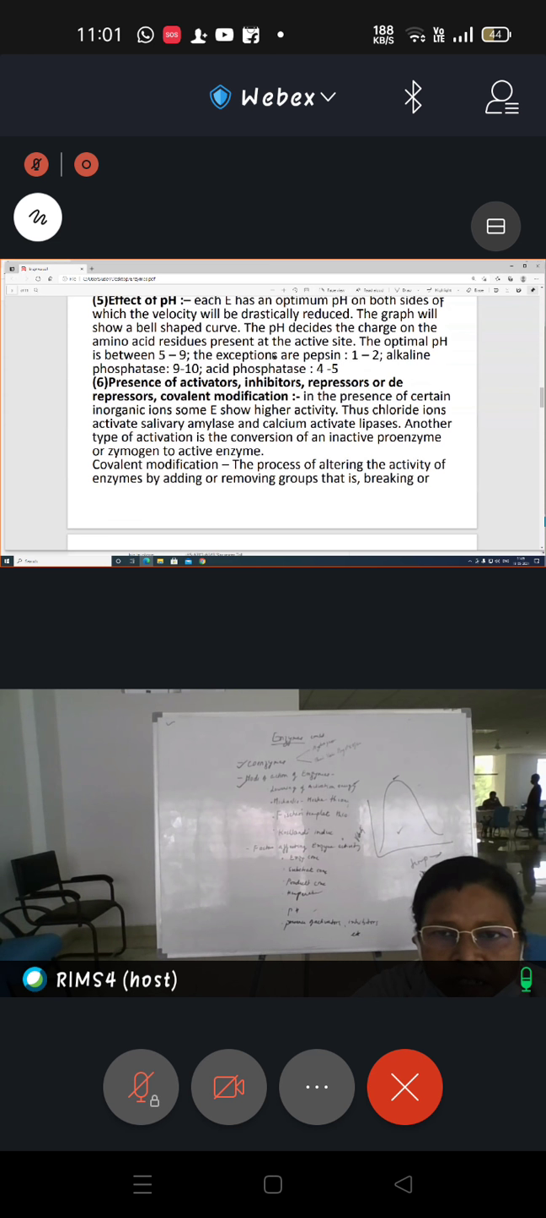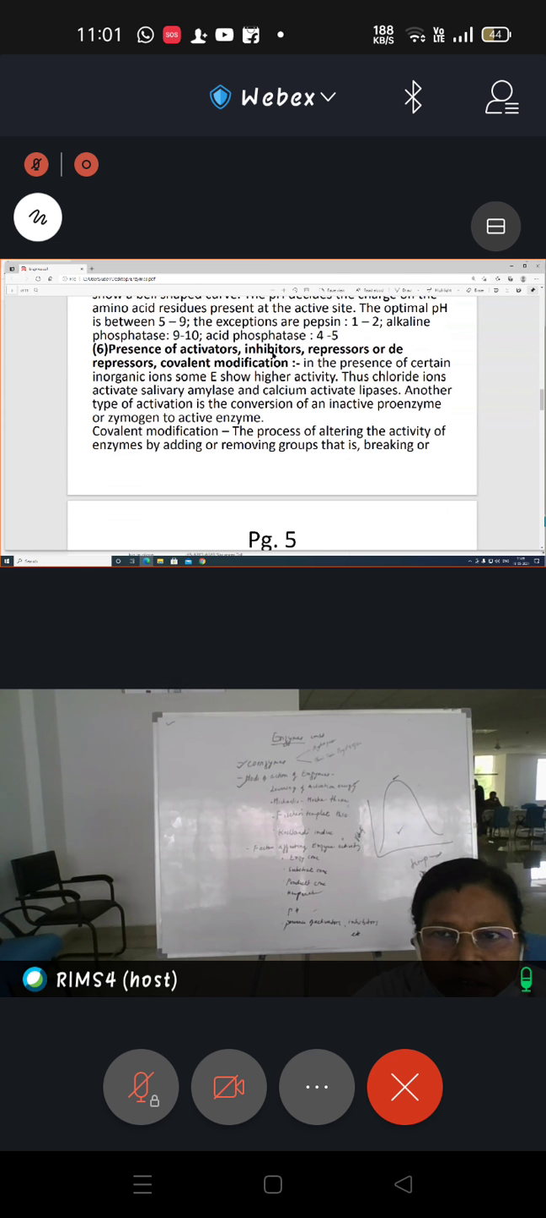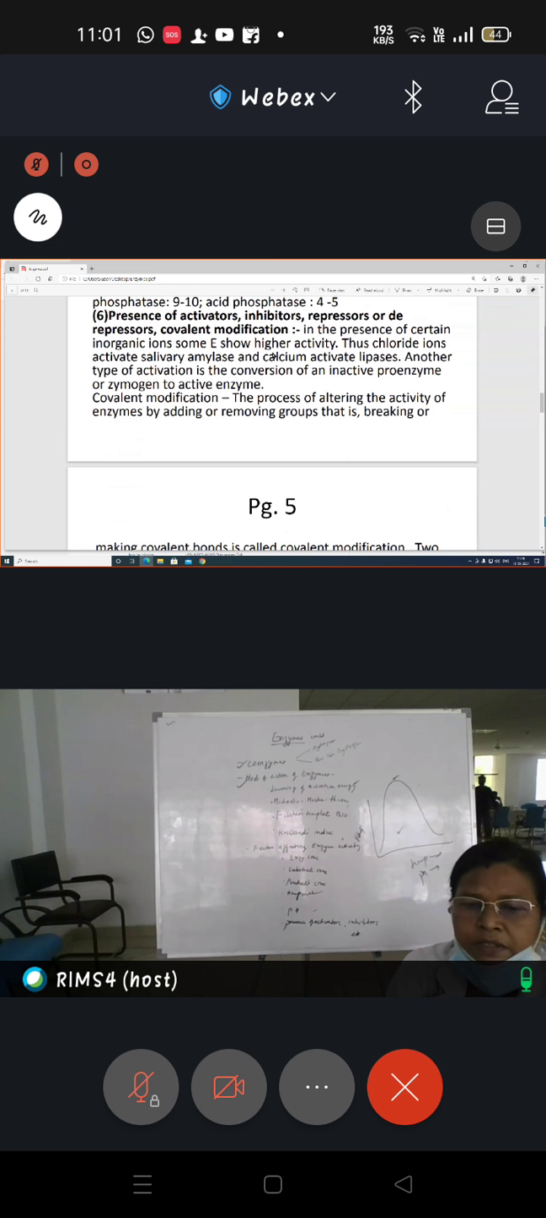Now, the presence of activators, inhibitors, and repressors. In the presence of activators, there will be an increase in enzyme activity. In the presence of inhibitors, there is a decrease in enzyme activity. Repressors decrease enzyme activity, and derepressors increase enzyme activity.